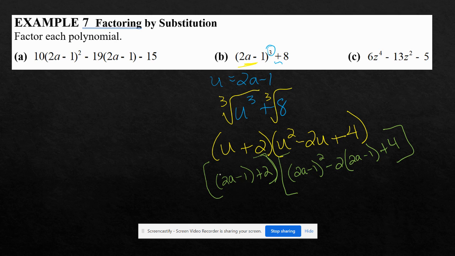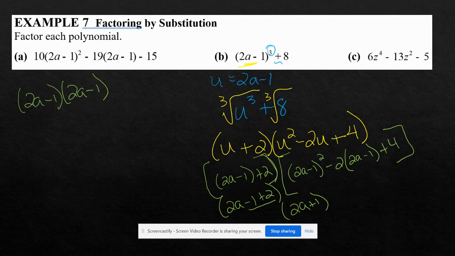Starting over here on the left, I have nothing here that changes for me to distribute. So I can drop the parentheses and then add like terms. Negative 1 plus 2 is 1, so 2a plus 1. On the right side, I need to start with 2a minus 1 squared. Remember, we cannot distribute that. That's 2a minus 1 times 2a minus 1.